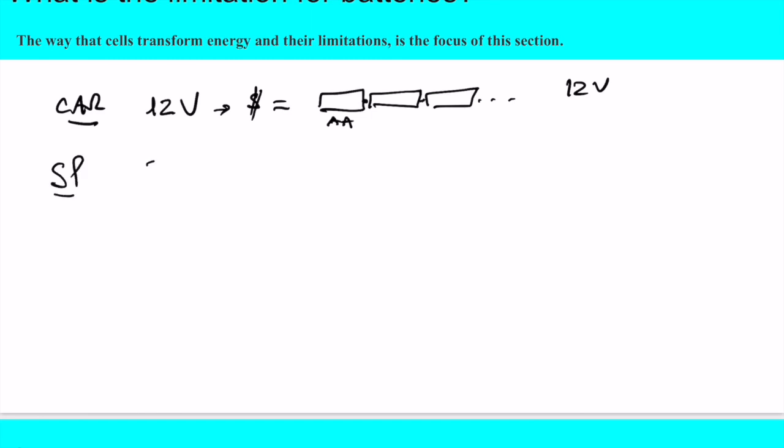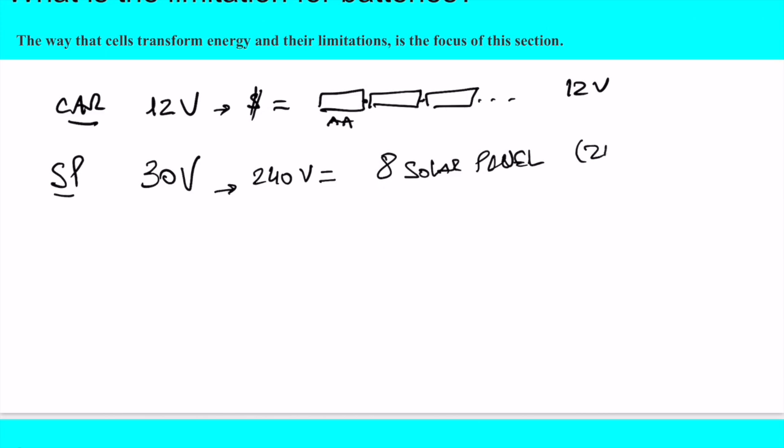A solar panel could produce around 30 volts, right? And at home we have 240 volts that we need, right? So the question is, could we use 8 times 30, 8 solar panels to produce the 240 volts that we need and power our house? The answer to these questions is a big no.